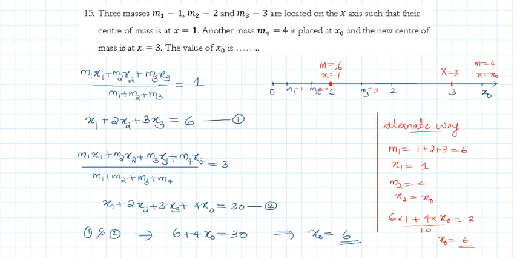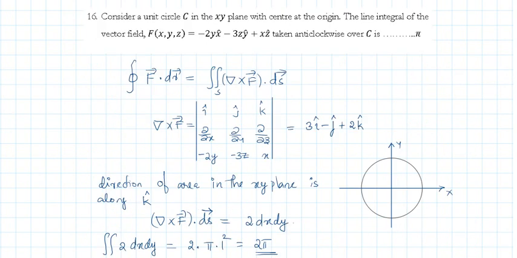Okay. Now, question number 16. Consider a unit circle C in the xy plane with the center at the origin. The line integral of the vector field f equal to minus 2y x cap minus 3z y cap plus x z cap, taken anti-clockwise over C. So this is a line integral f dot dr, and we already discussed Stokes theorem. Closed line integral f dot dr is surface integral del cross f dot ds. What is del cross f?